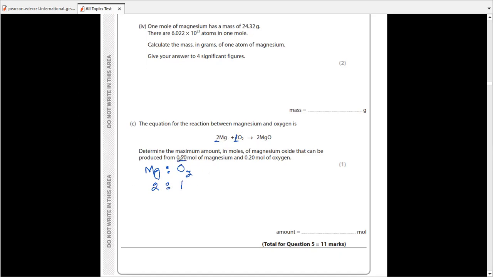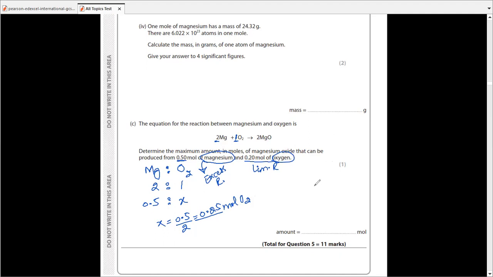How much magnesium is present? 0.5 moles. Since it's 0.5, this one would be 0.5 over 2, which is equal to 0.25. As this amount is more than what's given in the question, we definitely have less oxygen than what we require, which means oxygen is the limiting reactant, and magnesium is the excess reactant. So magnesium is in excess, oxygen is in limiting amount.